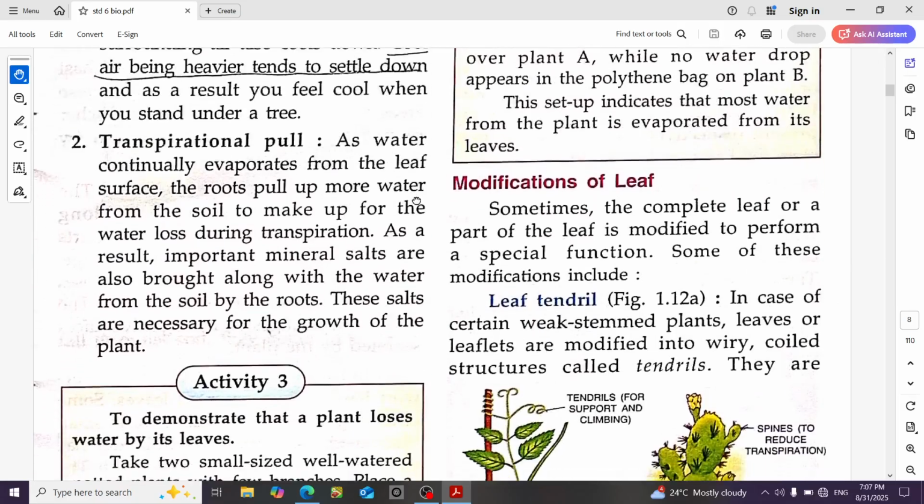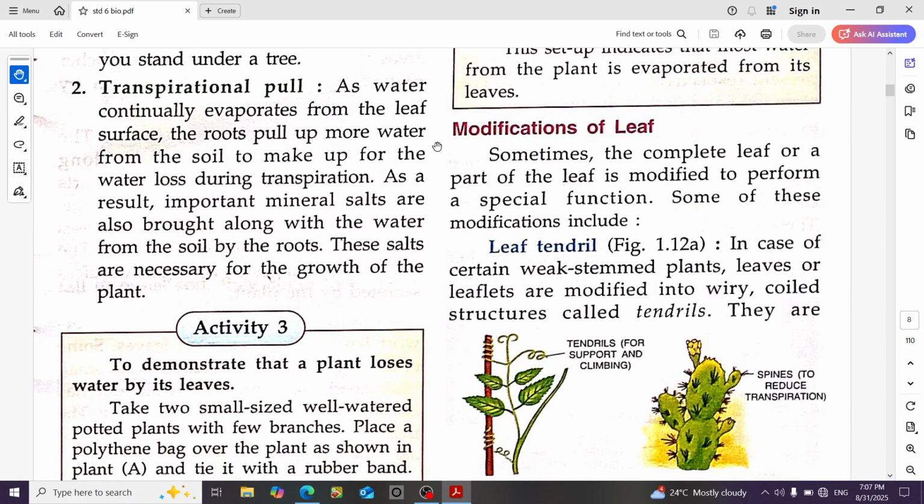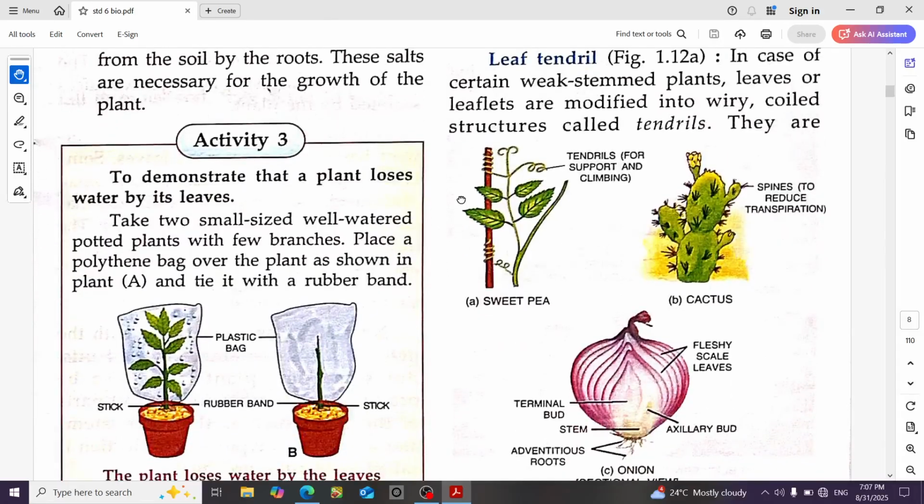Now, transpiration pull. As water continuously evaporates from the leaf, the roots pull up more water from the soil to make up for the water loss. As a result, more important minerals are absorbed, which are required by the plant.